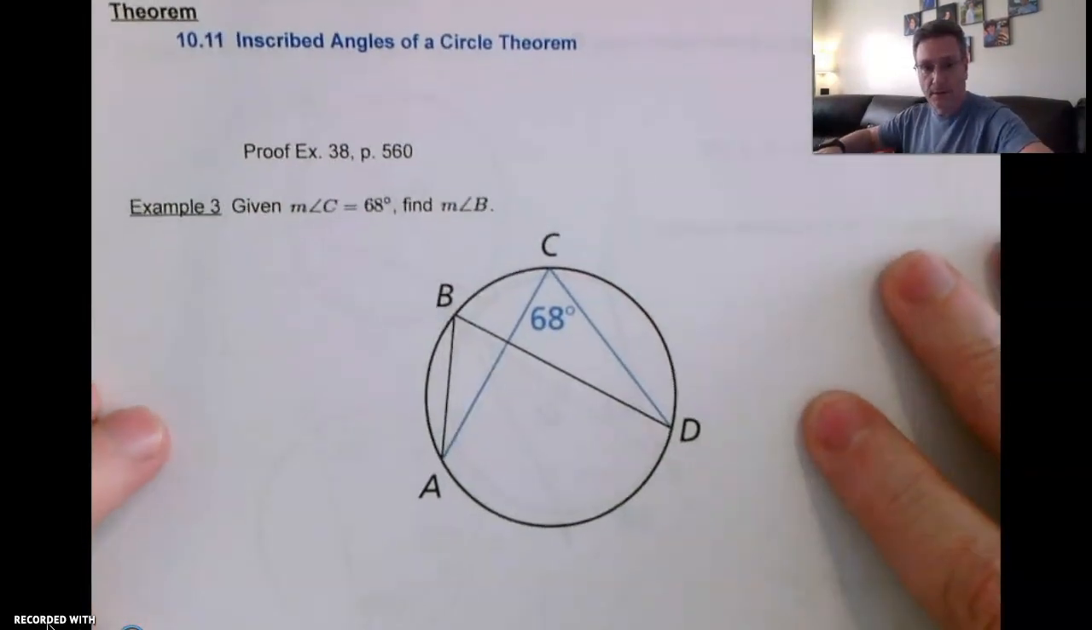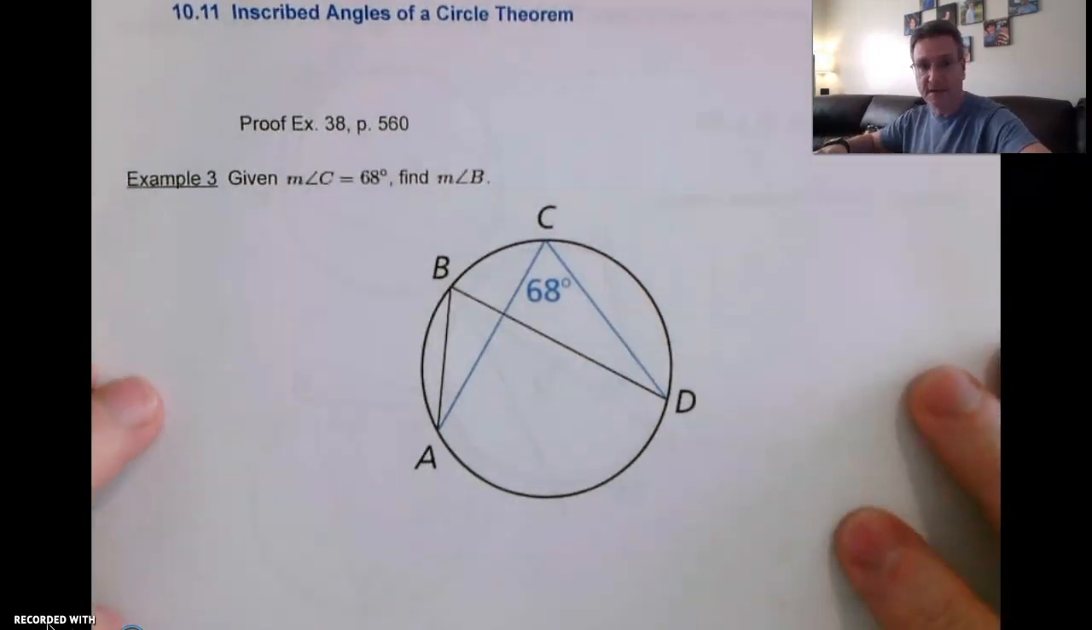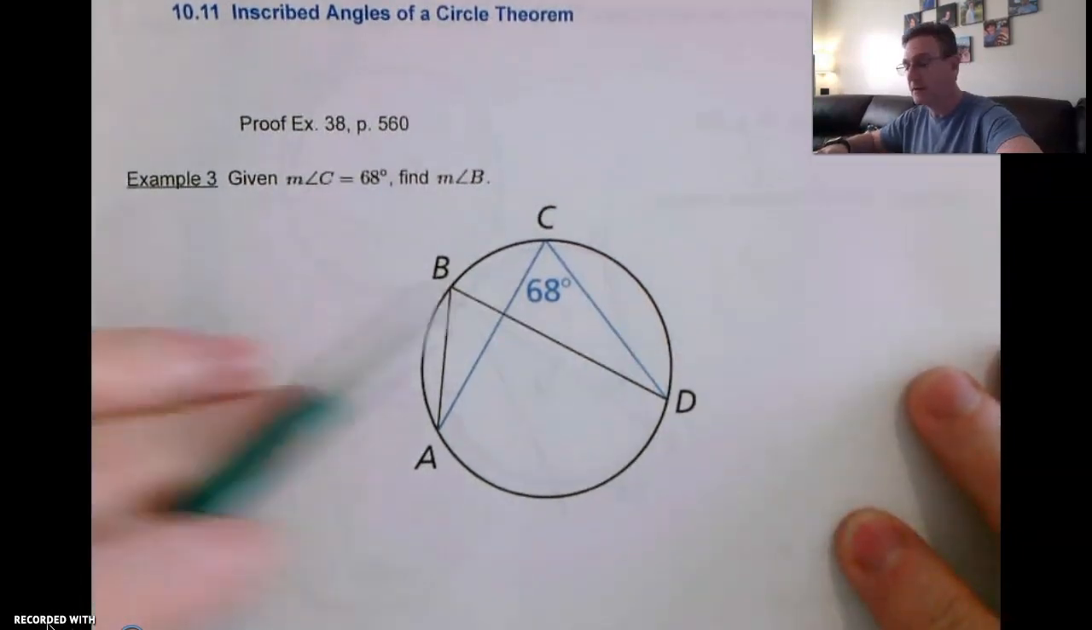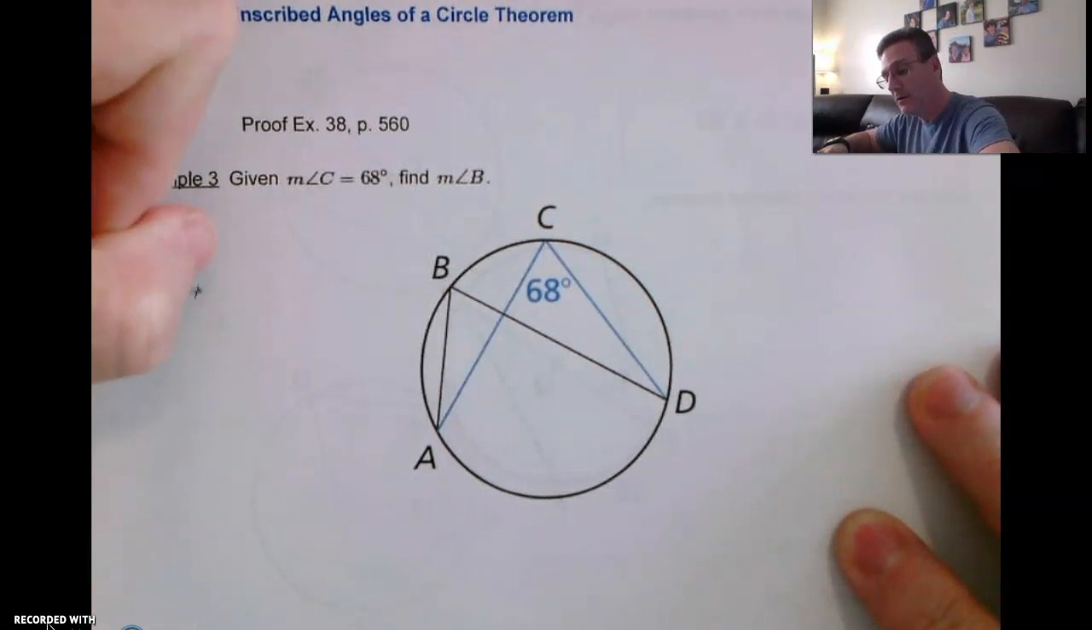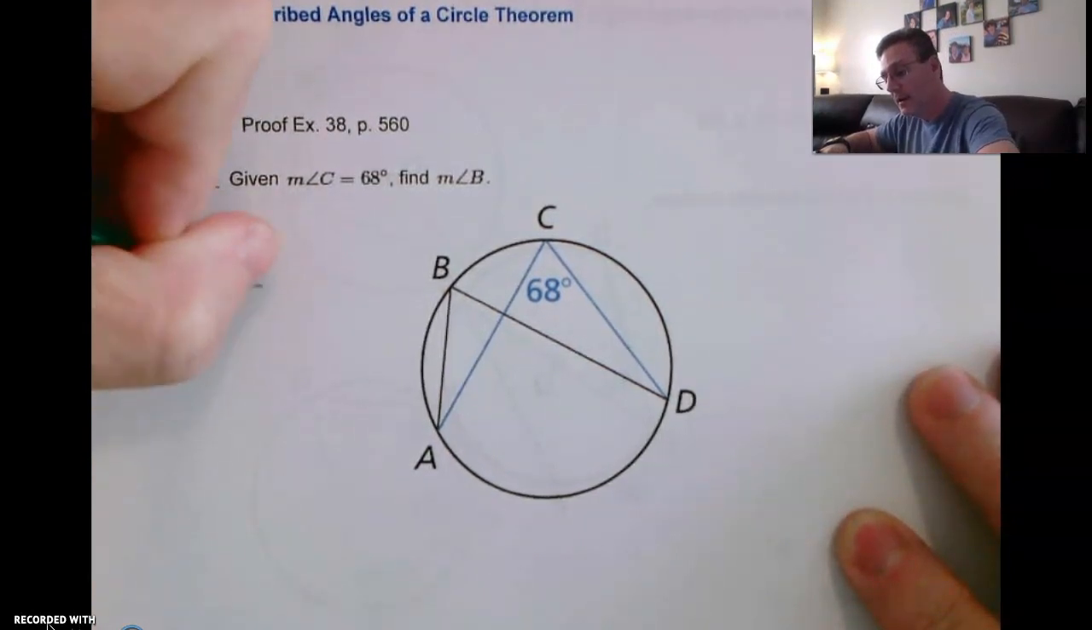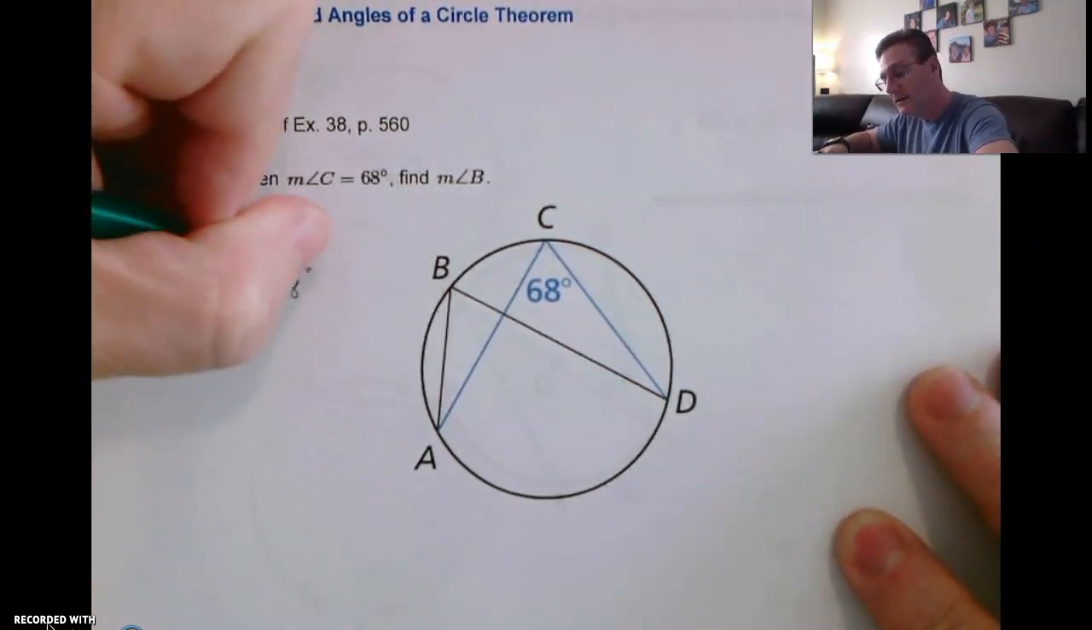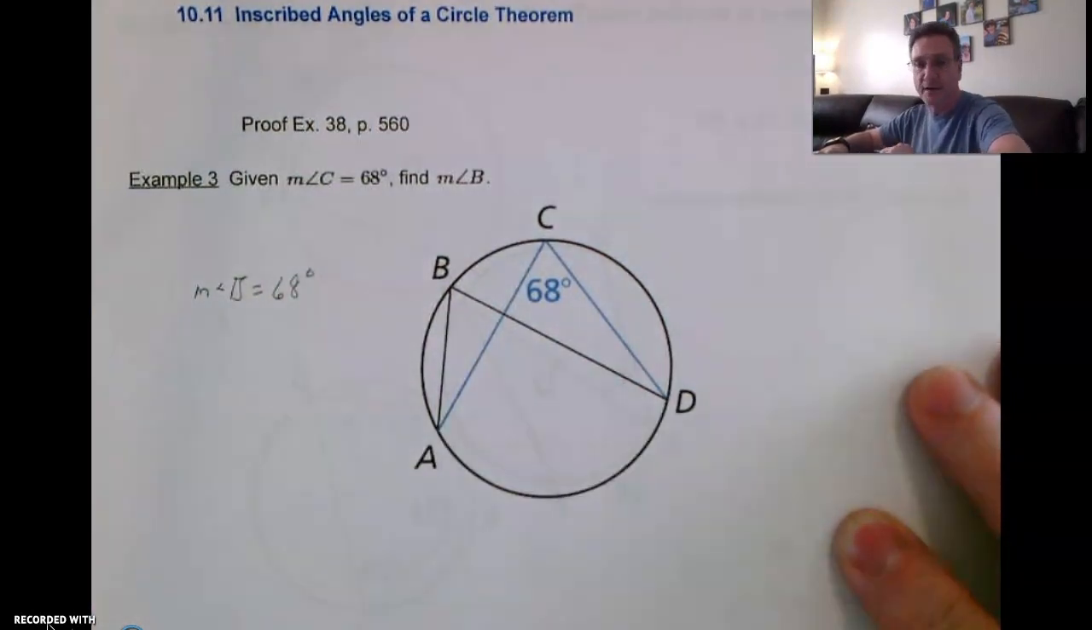All right. Given that angle C is 68 degrees, find the measure of angle B. Measure of angle B must also be 68 degrees because they both intercept the exact same arc AD.